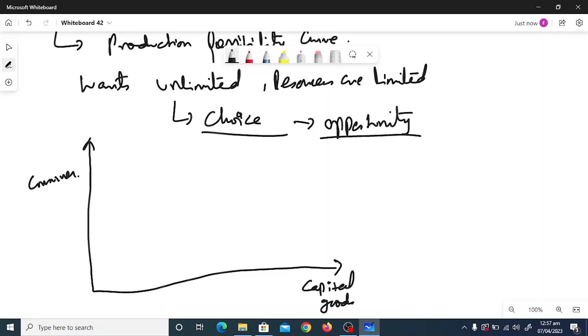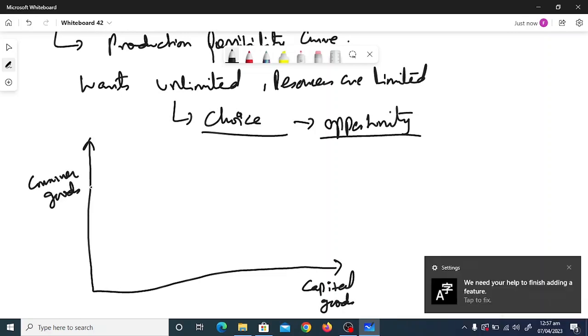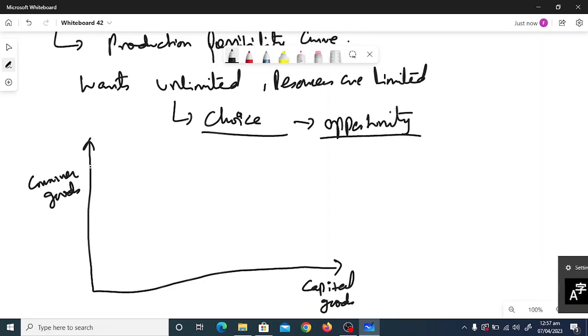On the x-axis there are consumer goods, and on the y-axis there are capital goods. We need to see that this is the production possibility curve, and there is a line over here. This line is called PPC. Sometimes it is also called PPF, production possibility frontier, and sometimes production possibility curve. It all depends on how the examiner is asking you.